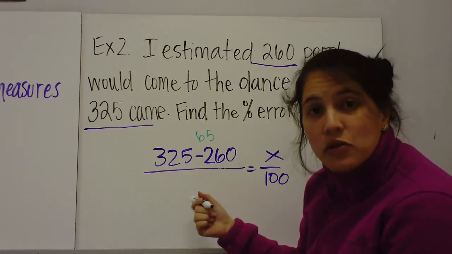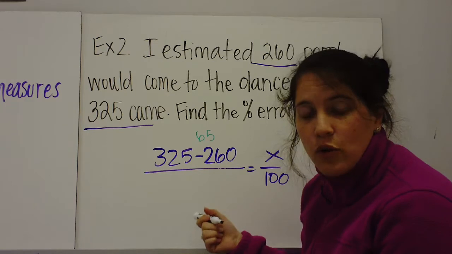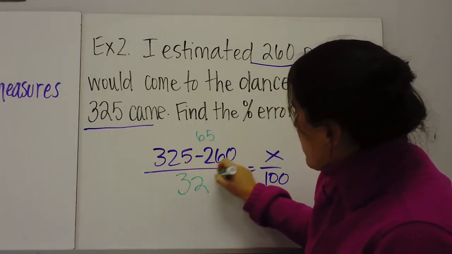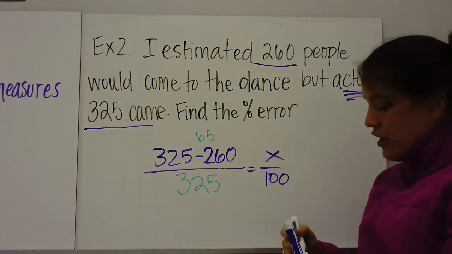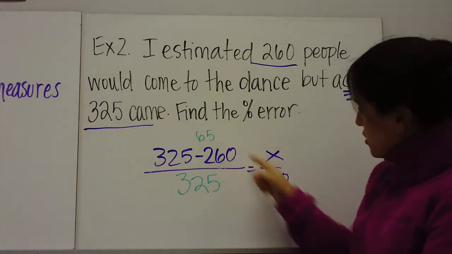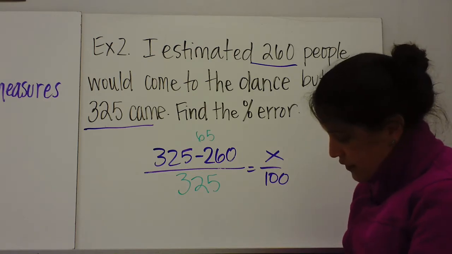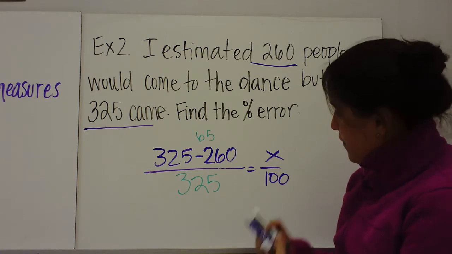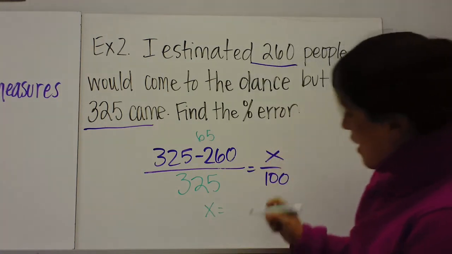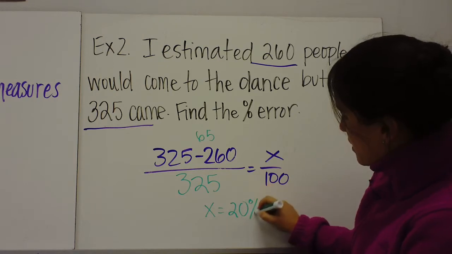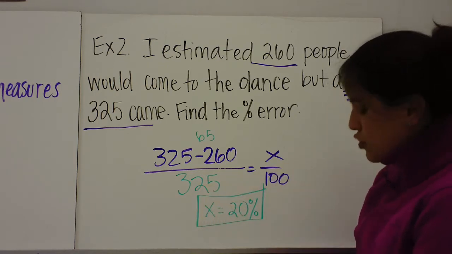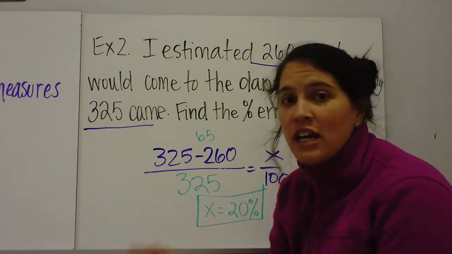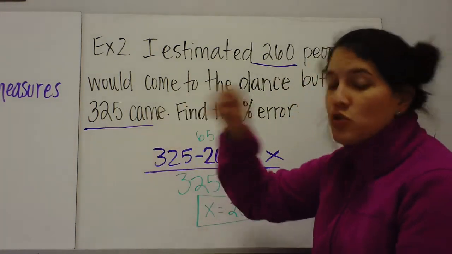And what is the actual amount, the real amount? How many people actually came to the dance? And so this is 325 equals x out of 100. So we cross multiply 65 times 100, and then divide by 325. And x is equal to 20% error. So I estimated, my estimation was 20% off from the actual amount. 20% error.